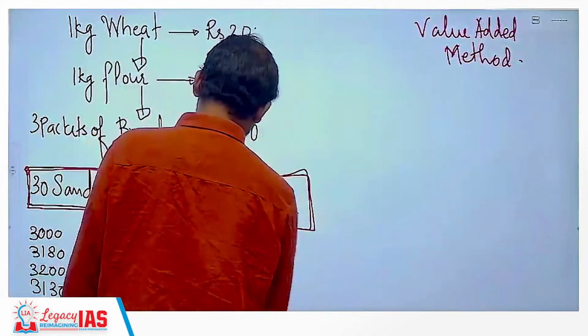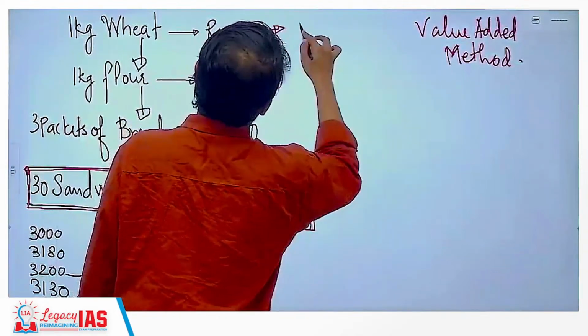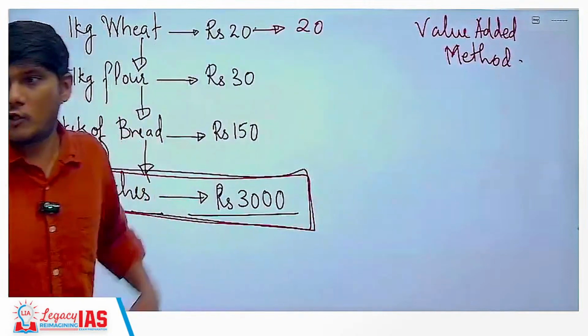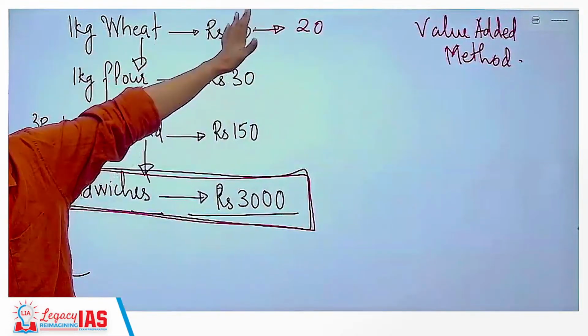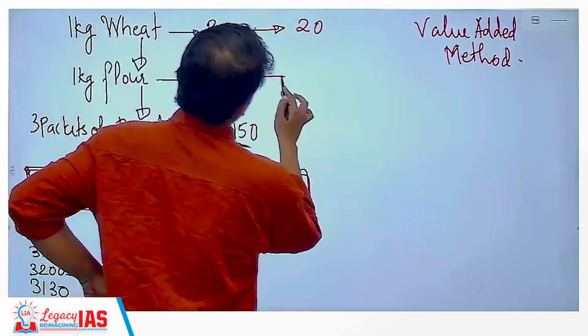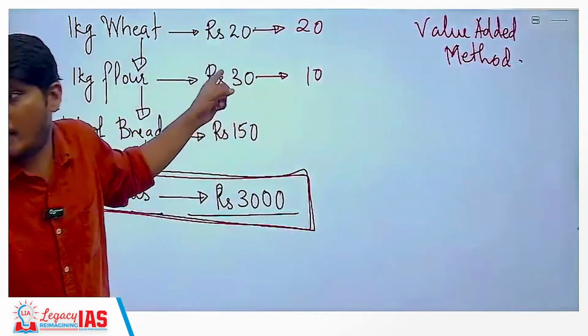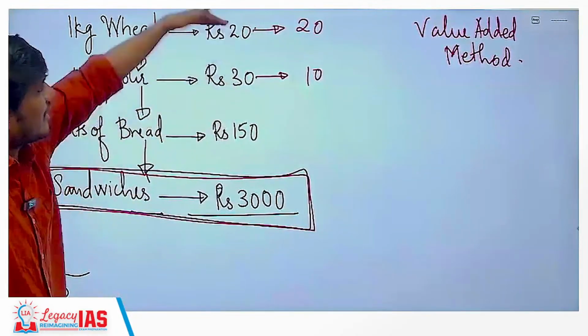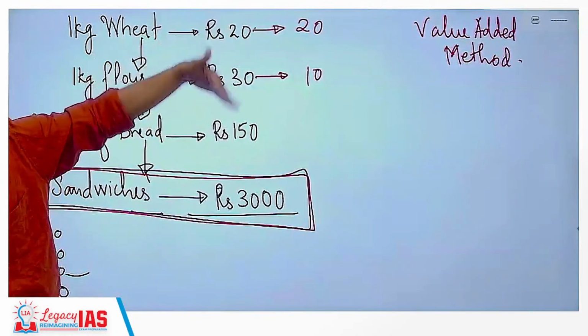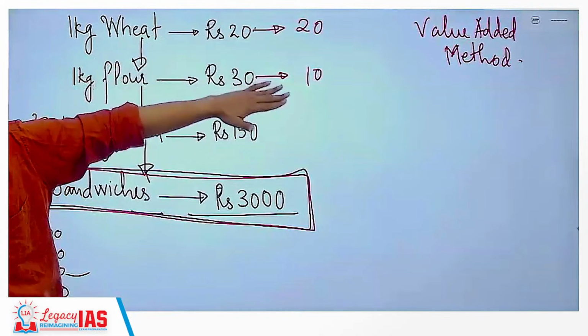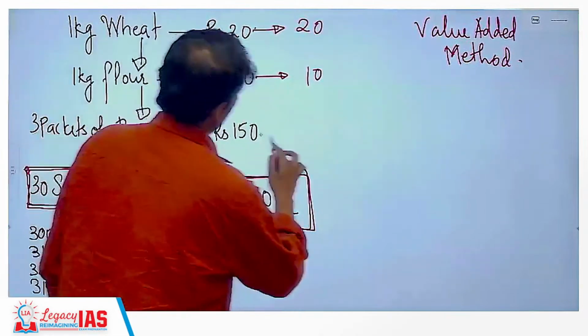What is the value added here at this stage? 20. It was 0, from 0 directly it became 20. 20 is the value added. What is the value added here? 10. Value added is 10. This 30 consists of this 20. So the value added is 30 minus 20. That is 10.